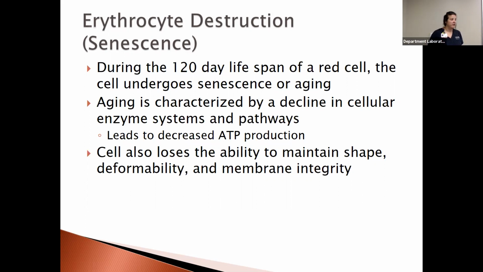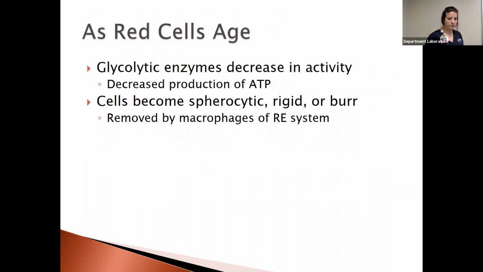The aging is going to be characterized by a decrease in our energy, so the amount of ATP. Remember, the cell has no nucleus, so it has to live with whatever has already been produced before that nucleus was extruded from the cell, okay? It's going to lose its ability to maintain shape, not going to be able to deform, and also not going to be able to maintain that membrane integrity. So what's going to happen? You're going to have a decreased amount of your ATP. Cells are going to be removed by the spleen.